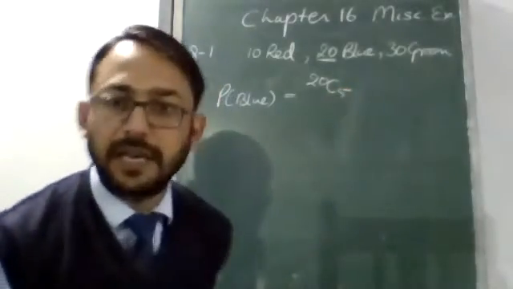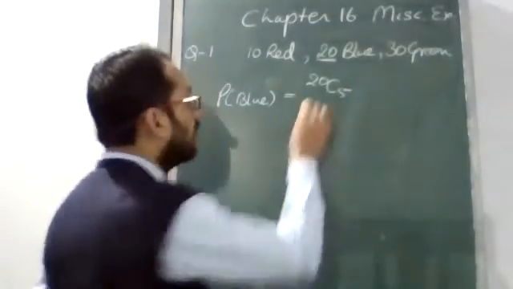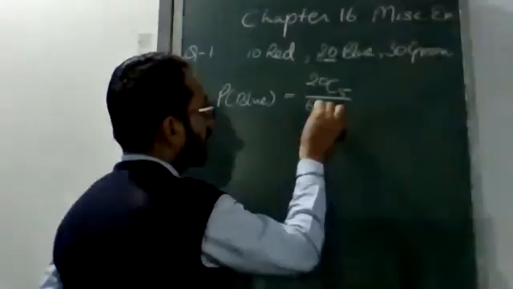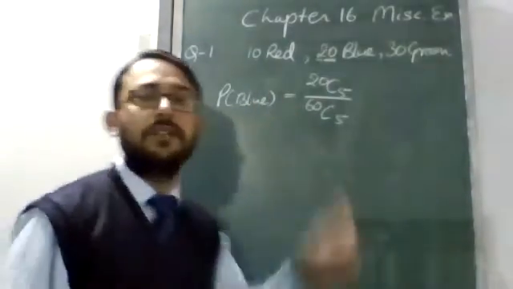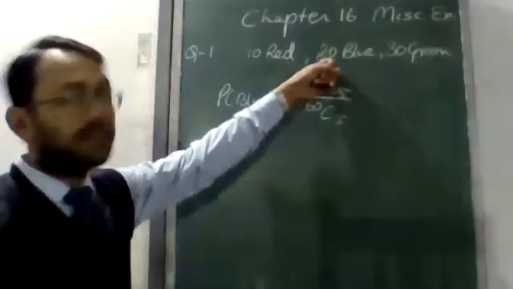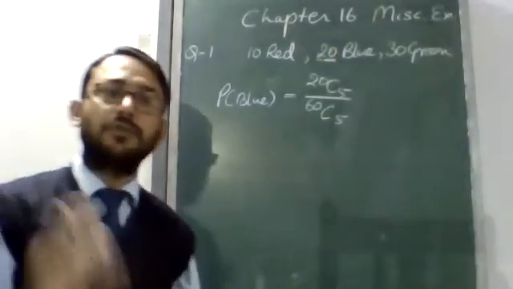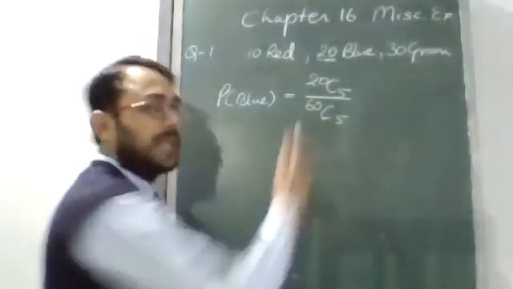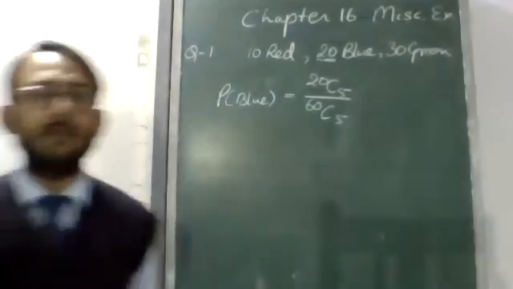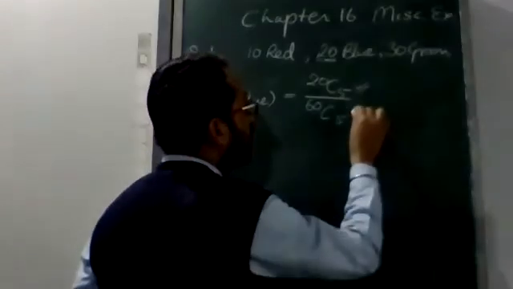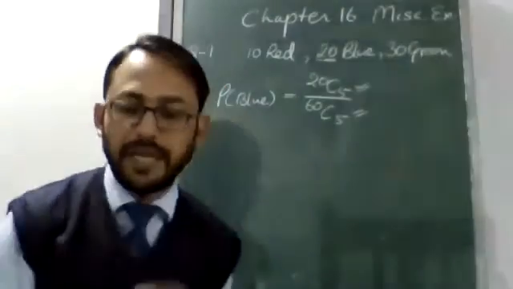20C5, because we need to take out 5 blue marbles. In total, how many marbles are there? 30 plus 30, 60. So 60C5. Again, try to think: we need to take out blue marbles, and blue marbles are 20. So out of 20 marbles, I want to take out 5 marbles, whereas from the total 60 marbles, I want to take out 5 marbles. So favorable cases on total cases is the probability.